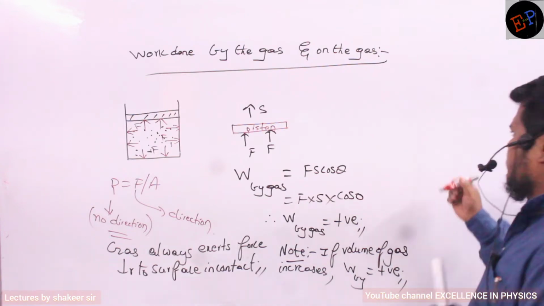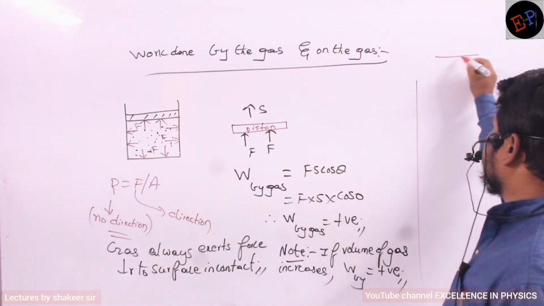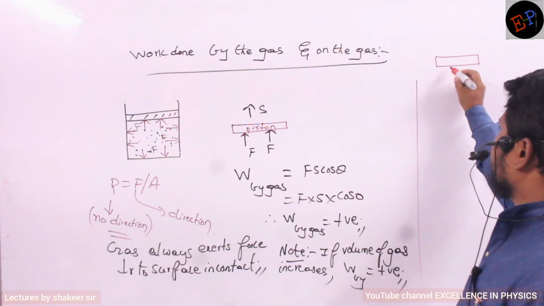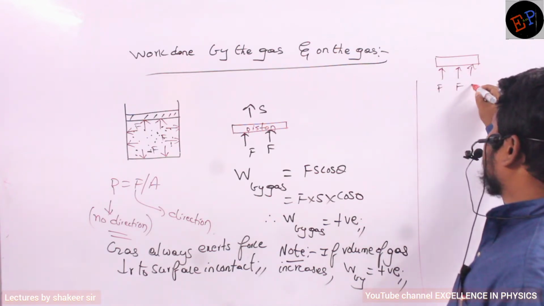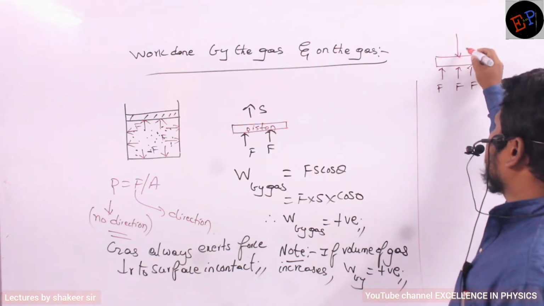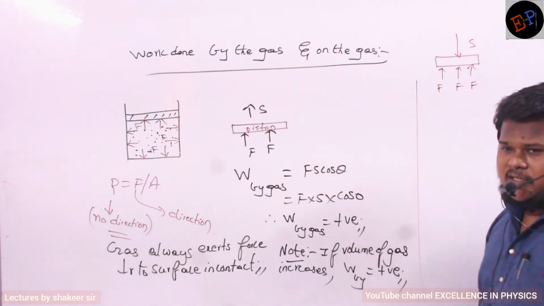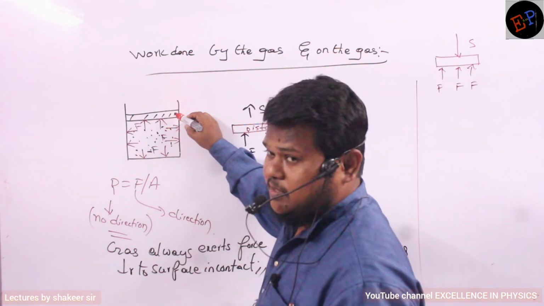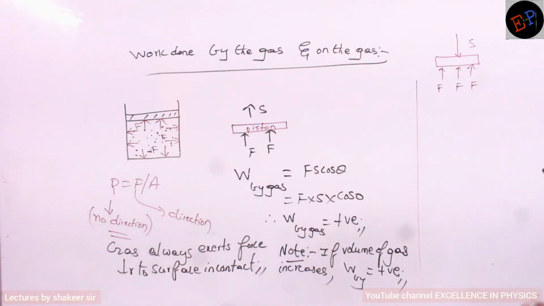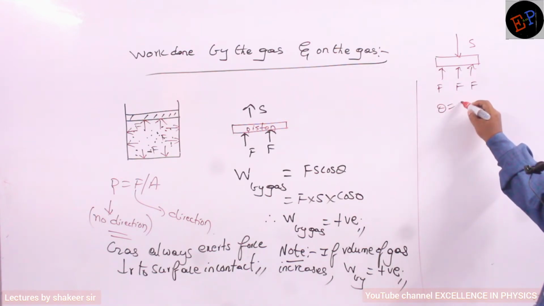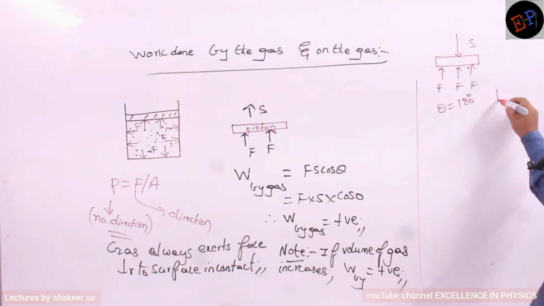Similarly, if I take one more condition, consider this is a piston. Gas is applying force in this direction, but piston is coming downwards. Displacement is in downwards direction. Piston previously it was here, and now piston is coming downwards into the gas. Then in that condition, what is theta value? Theta value is 180 degrees, because force is in this direction, displacement is in downwards direction. This angle is 180 degrees.